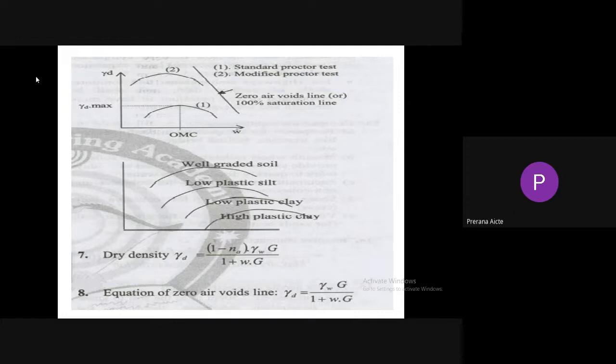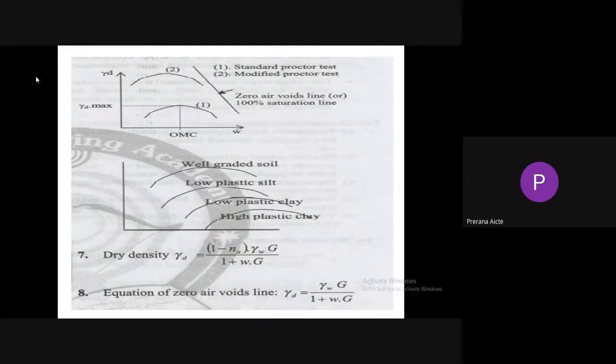The second curve indicates the effect of size of soil, type of soil, and the compaction parameters. The top curve shows the well-graded soil. Next one low plastic silt, followed by low plastic clay, followed by high plastic clay. So as the size of the soil decreases, optimum moisture content increases and maximum density decreases. So the size or type of soil also affects the compaction parameters. As the size of the soil increases, optimum moisture content decreases and maximum density increases.